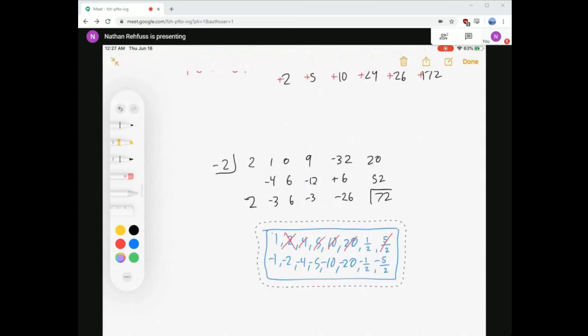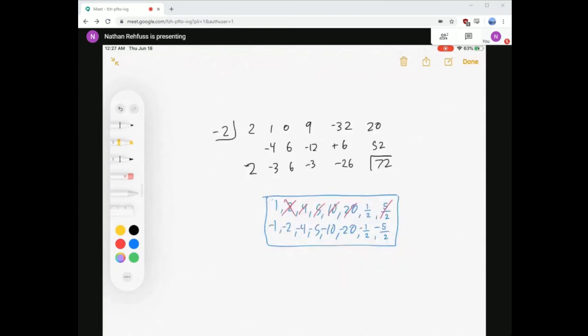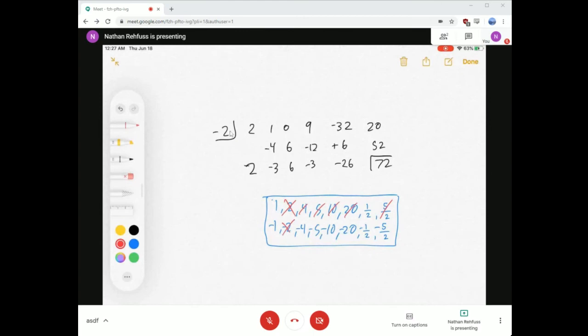Okay. At this point, all we can say is -2 isn't a root. There's no cool pattern here. It goes negative, positive, negative, positive, negative, negative, positive. That's not that exciting. So I just know that -2 isn't a root.